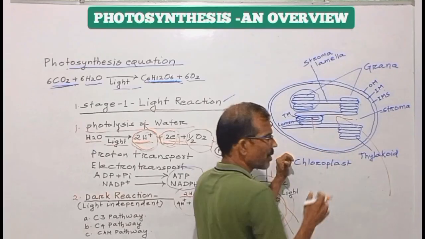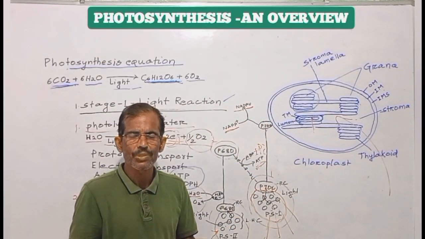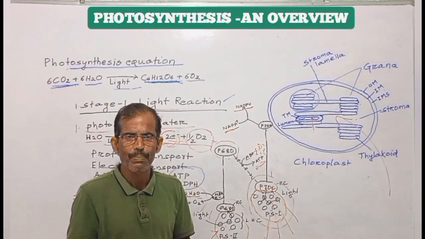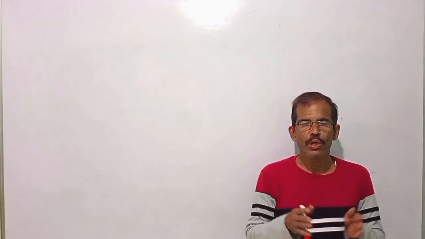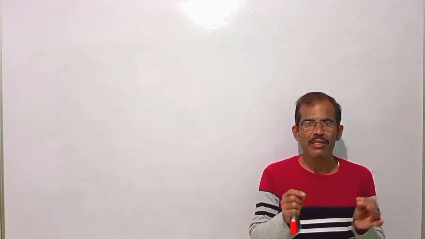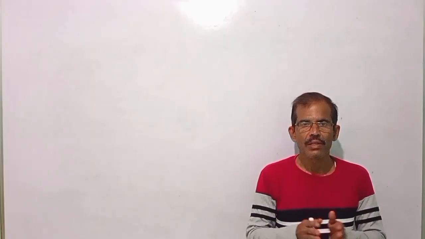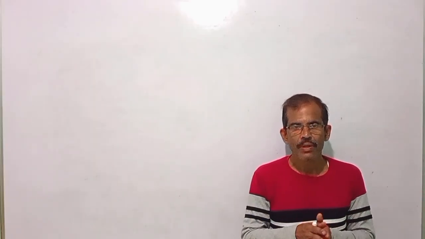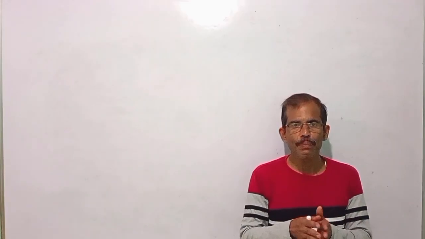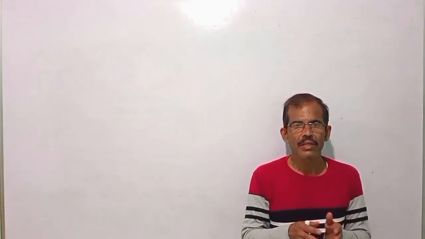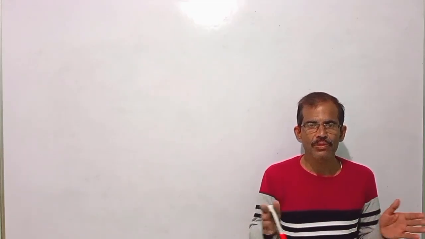Then the protons, which are also released during photolysis of water, are transported from stroma across the thylakoid membrane into the lumen. This transport creates a proton gradient which drives the synthesis of ATP from ADP and inorganic phosphate. So in the light reaction, photolysis of water occurs, releasing molecular oxygen into the atmosphere. Electron transport also takes place. ATP is synthesized and NADP plus is reduced to NADPH.